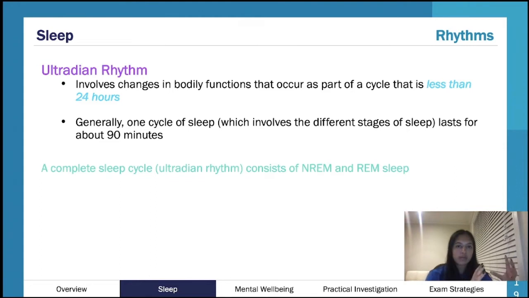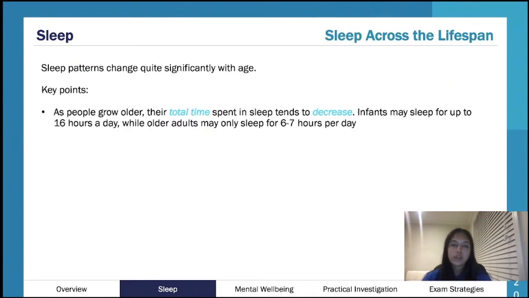It's not NREM stage 1 and then stage 2, or it's not NREM 1 to 4 and then REM is different and then NREM is different. One block of REM and NREM, one cycle. The next block of REM and NREM, the next cycle, and so on. Okay, hopefully that is making sense.